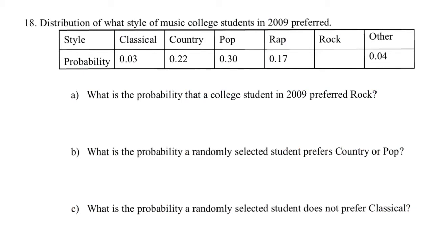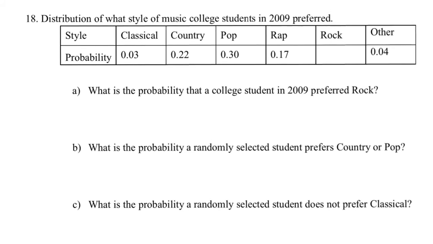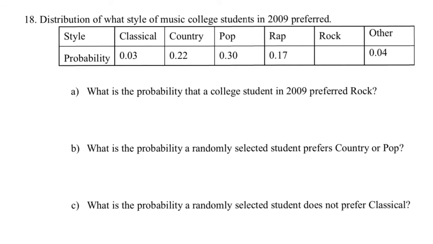Number 18 is more probability. So we have a probability model listed. It's the distribution of what style of music college students in 2009 preferred. So we have the style: classical, country, pop, rap, rock, or other. Then we have the probabilities. Notice we're missing one probability here. We don't have anything listed for the rock probability. So we know the total probability if we add all of those is 1.